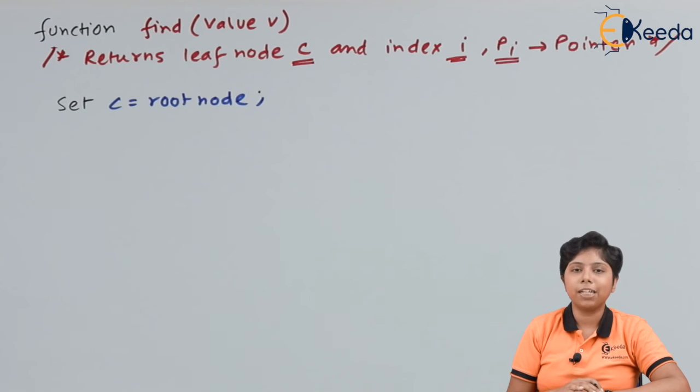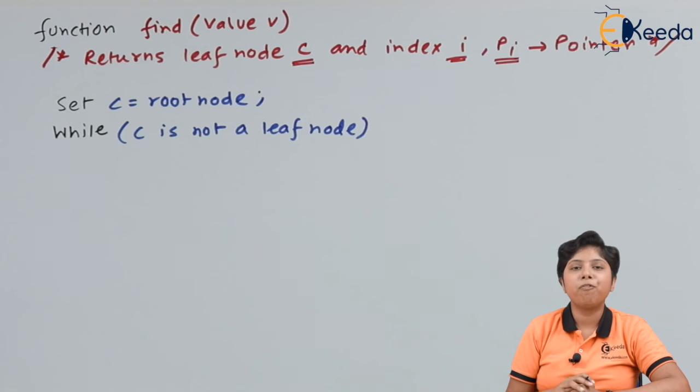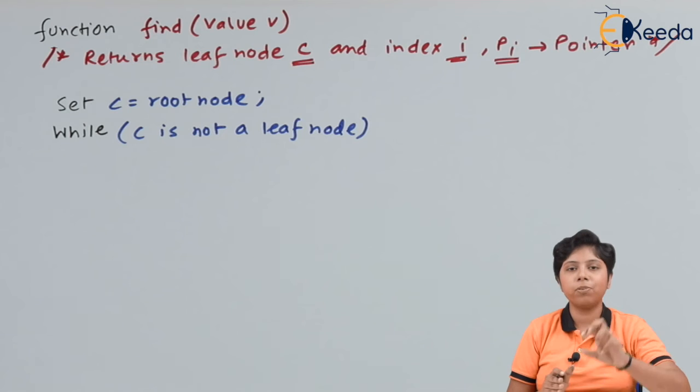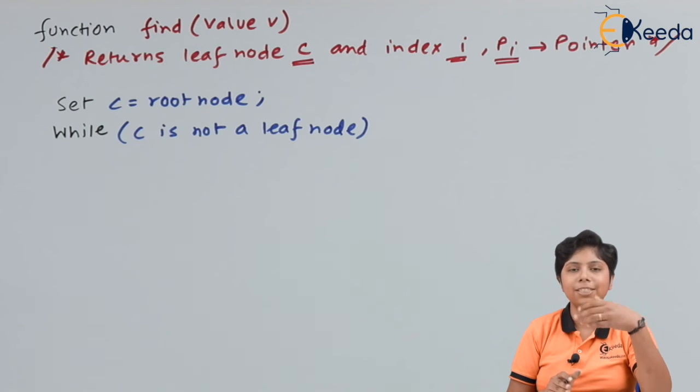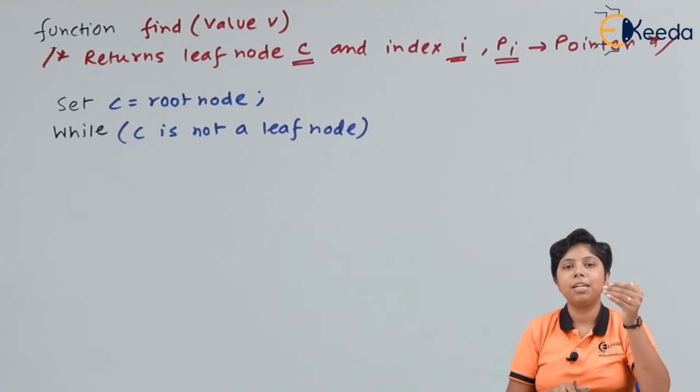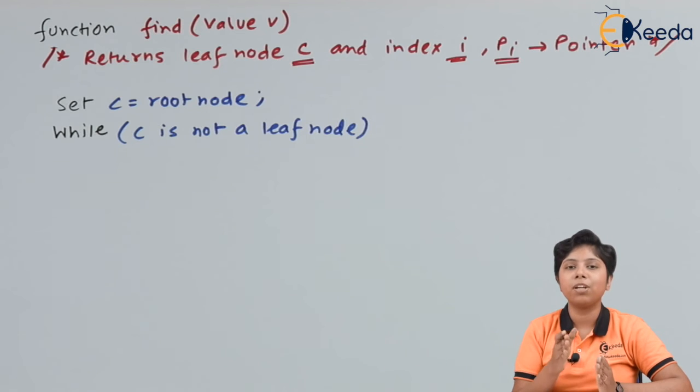First we start by making C equal to the root node. Now we will loop until we find C as a leaf node. Because we have started with C as the root node, just like our previous example where we started with Kim, we need to reach the leaf node so that we can directly point to the value associated with this ordering in the B+ tree.